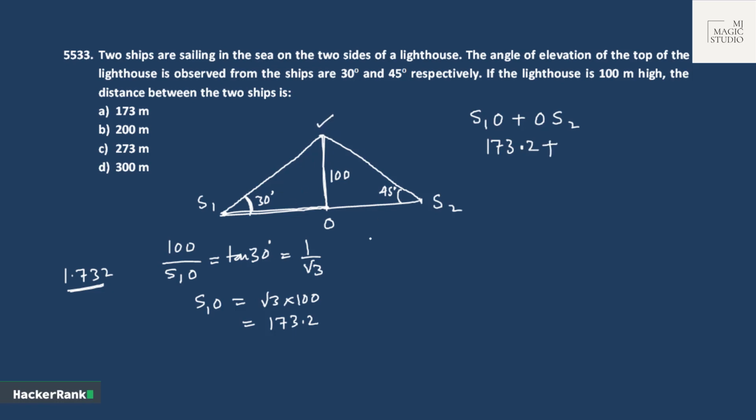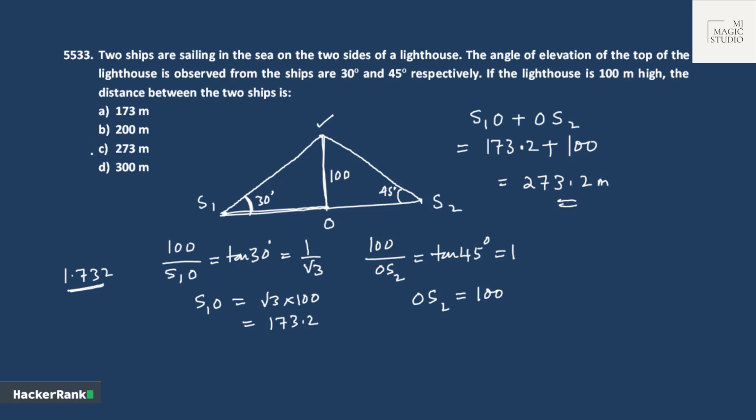Now check this triangle. Perpendicular by base, 100 by OS2 is tan 45 degree. Tan 45 degree is 1. That means OS2 is equal to 100. Distance between the 2 ships is 273.2 meters. That we have in option C. Tan theta is perpendicular by base. That is what we have used.